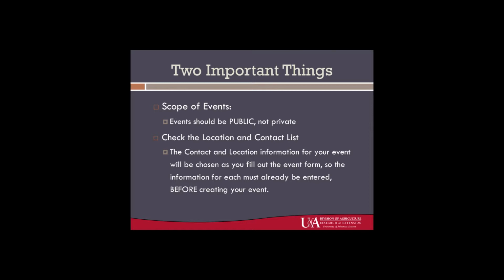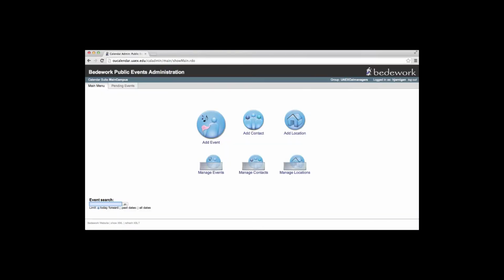The second important thing to consider is to check the location and the contact list before you create an event. This is because the contact and location information for your event will be chosen as you fill out the event form. So the information for each one must already be entered before you create your event. You can check that the contact and location information has already been entered by looking at Manage Contacts or Manage Locations as we are about to view now.